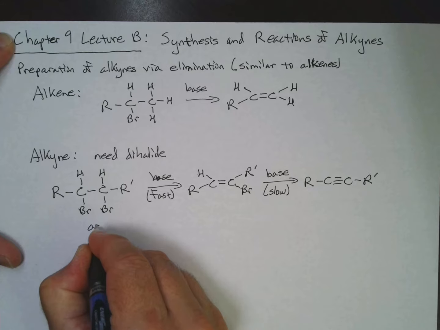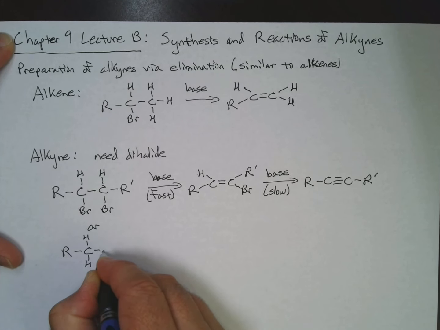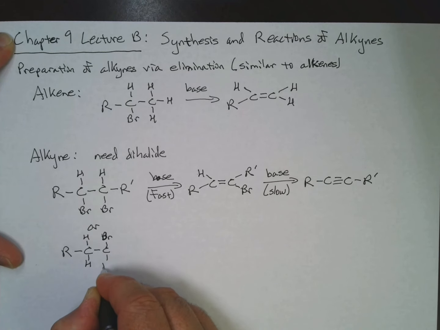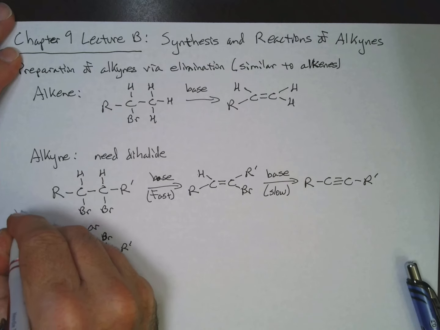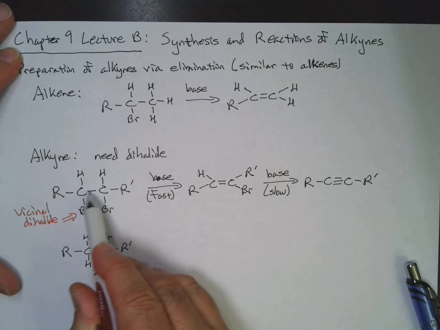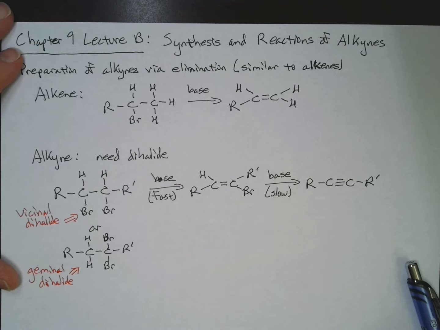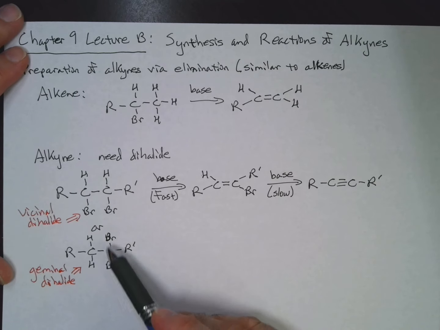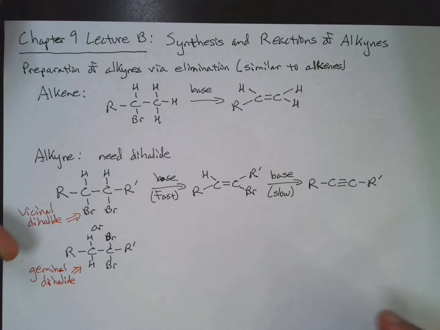Now we could use a different type of dihalide, and we refer to these as a vicinal dihalide if the bromines are on adjacent carbons, they're in the vicinity of each other. And this other type of dihalide is called a geminal dihalide. We have two halogens, two bromines in this case, on the same carbon. Geminal coming from Gemini, the twins of Greek mythology.